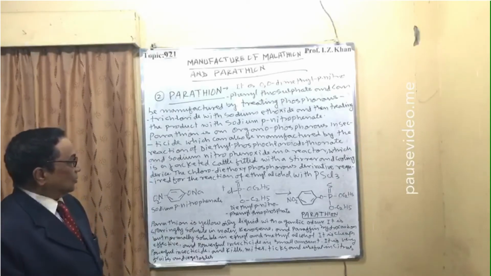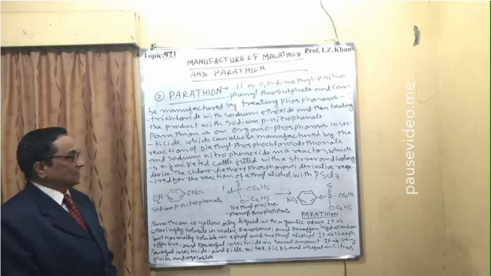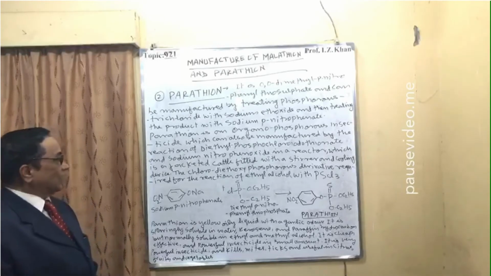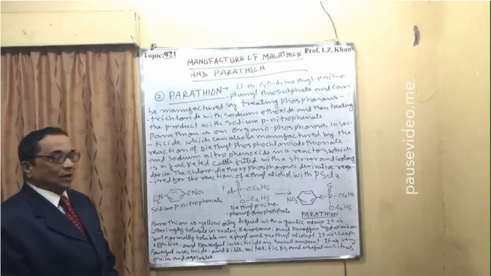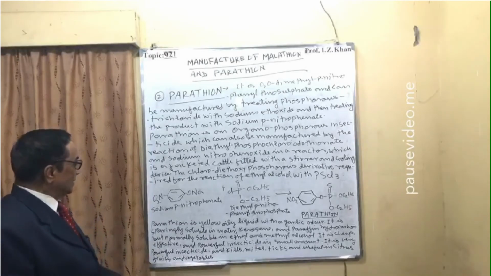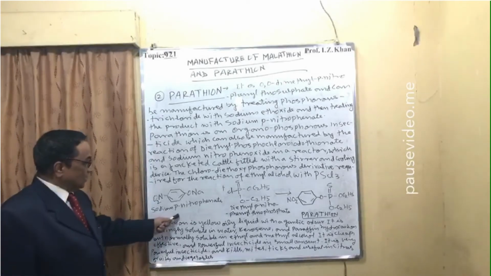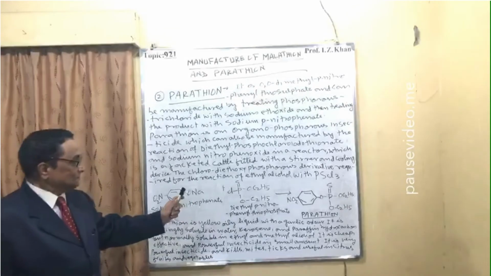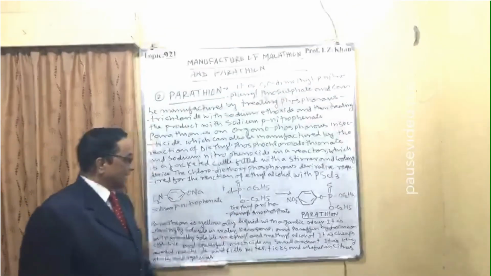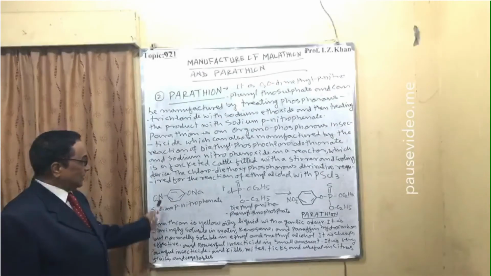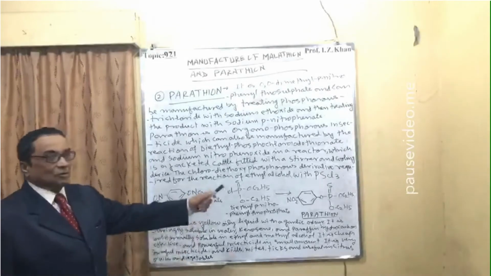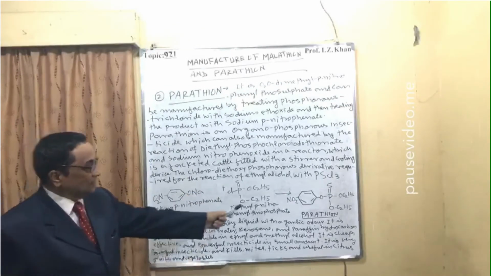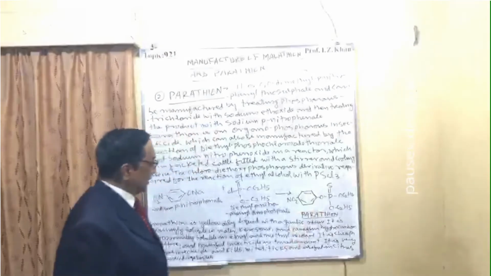The chlorodiethoxy phosphorus derivative required for the reaction is made from ethyl alcohol with PSCl3. So this is your sodium paranitrophenate plus diethyl paranitrophenate thiophosphate. When these two react, there will be formation of the product. This is the structure.